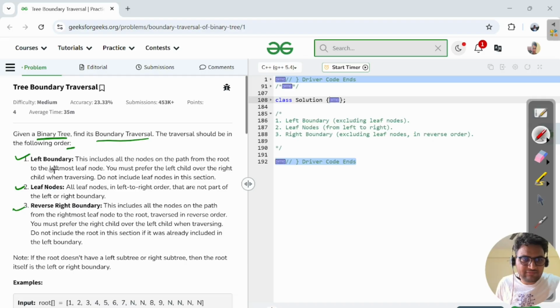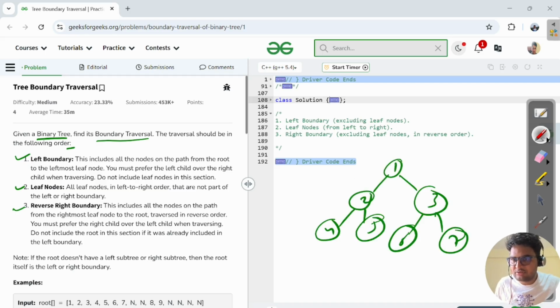The left boundary includes all the nodes on the path from the root to the leftmost leaf node, correct? And you must prefer the left child over the right child when traversing. Do not include leaf nodes in this section. So for example, our tree is this one. For the left boundary, we have to include this node, and then this one.